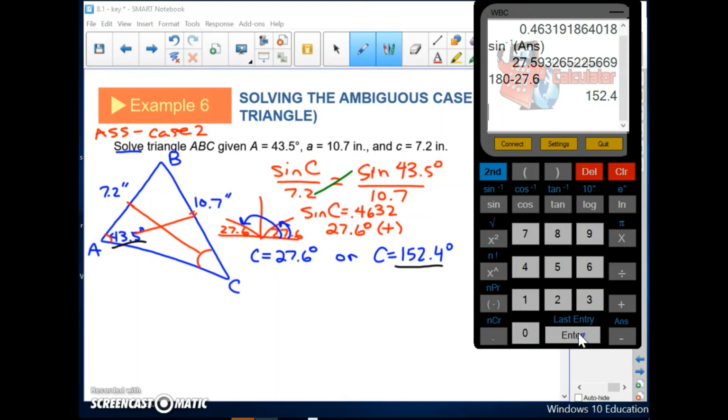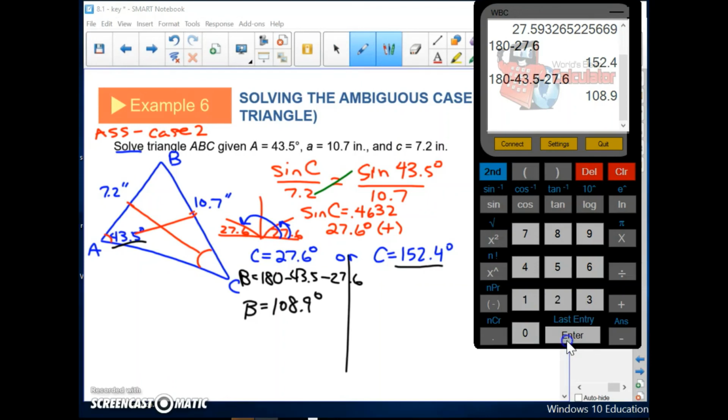If you can't tell, we would go on with the problem solving, and we would find angle B. So angle B is going to be 180 minus angle A, which was 43.5, and minus angle C, which was 27.6. It's 108.9. So angle B equals 108.9 degrees. All right, so far so good.